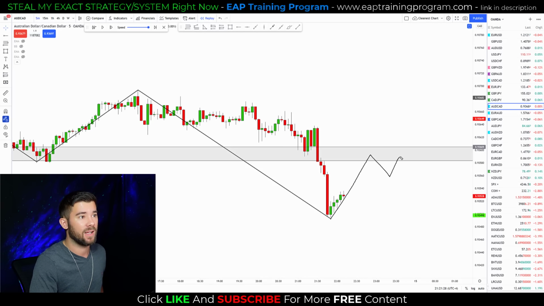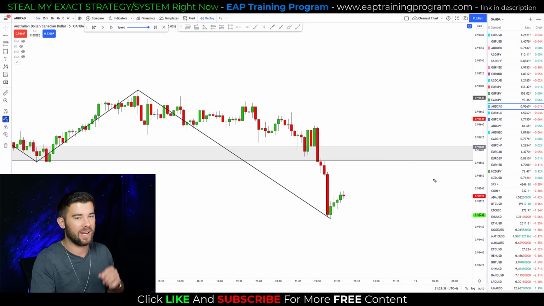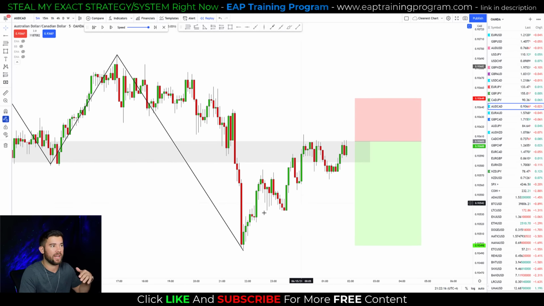So we have a test, our second test of a resistance level, and then I want to see a red candle here for the push down. You will see that on the chart for this trade right now. Okay, so here we have the market exactly where it was whenever I entered this trade. Everything's lining up with the rules we just discussed.